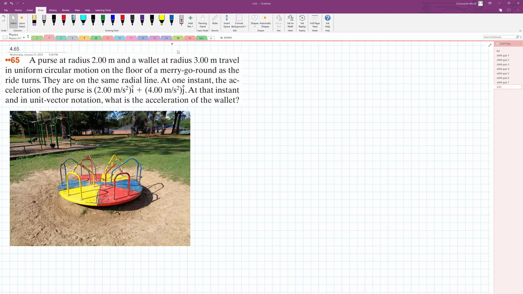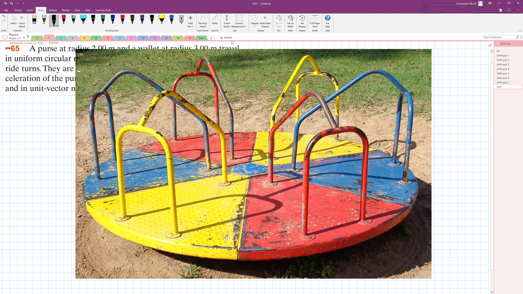A purse at radius 2 meters and a wallet at radius 3 meters travel in uniform circular motion on the floor of a merry-go-round as the ride turns. They're on the same radial line. A radial line is a line along the radius, so it looks like this. I have a purse located 2 meters from the center, say there for example, and I have a wallet located 3 meters from the center, say there for example.